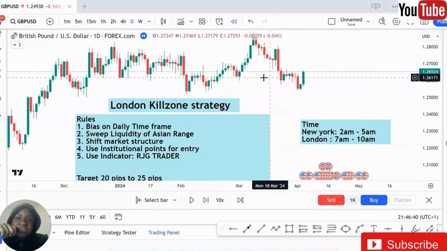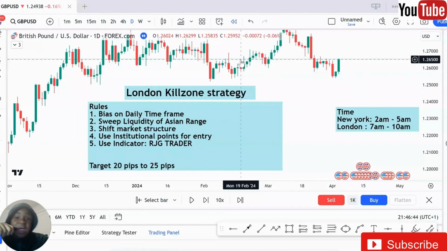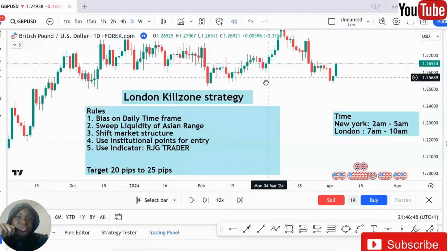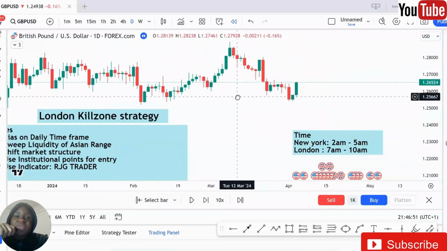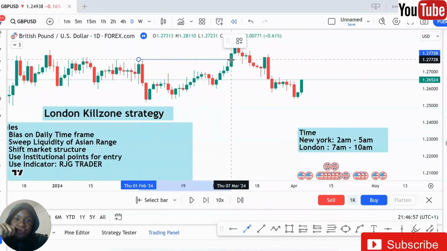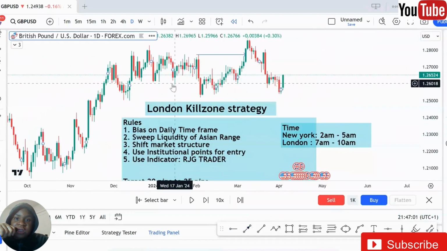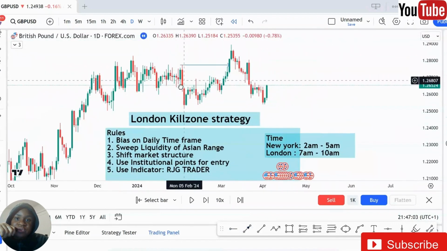So how do we use it? I want to show you how it is being used. I'm going to add everything that you are seeing here as one and show you how it is being used. Now, if you look at this area here, you can see that market did a break of structure, right? This is a shift in market structure because there was a shift here and there was also a shift here.